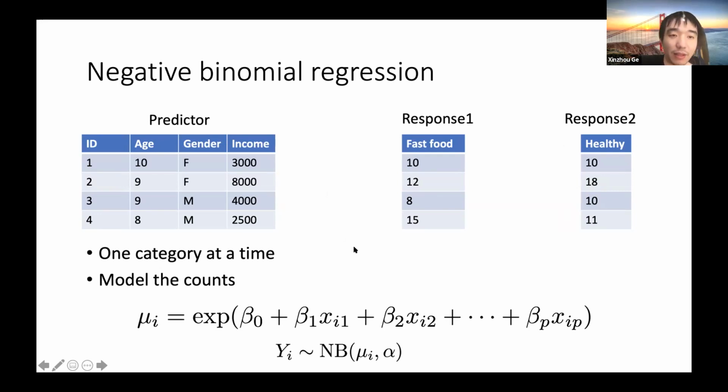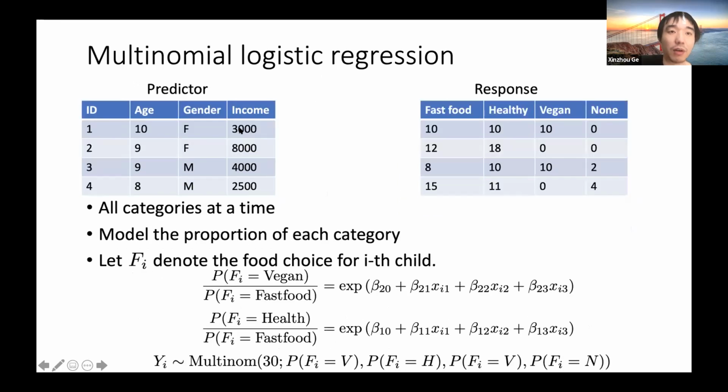Then another way to do this is the multinomial logistic regression. For this regression, we can look at all the categories at the same time. So for example, the predictors are still the covariates, but the response can be all the category information.